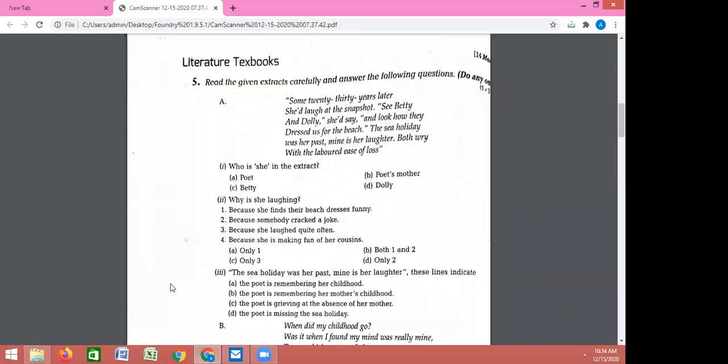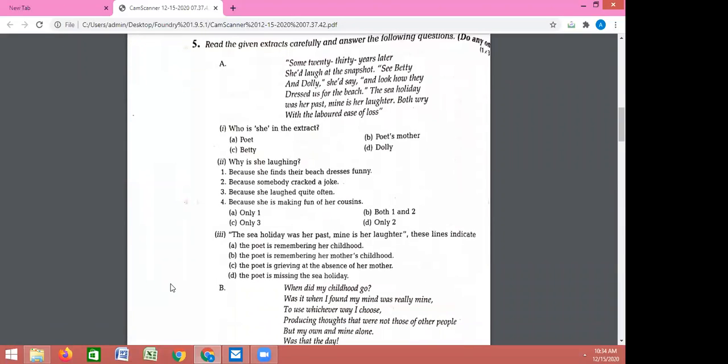Next step, you will have to look at the sea holiday was her past, mine is her laughter. These lines indicate, just look at the right answer. If we look at the right answer of this particular query, you will have to look at in a very different state. The right answer will be, I think the poet is grieving at the absence of her mother. That is C.